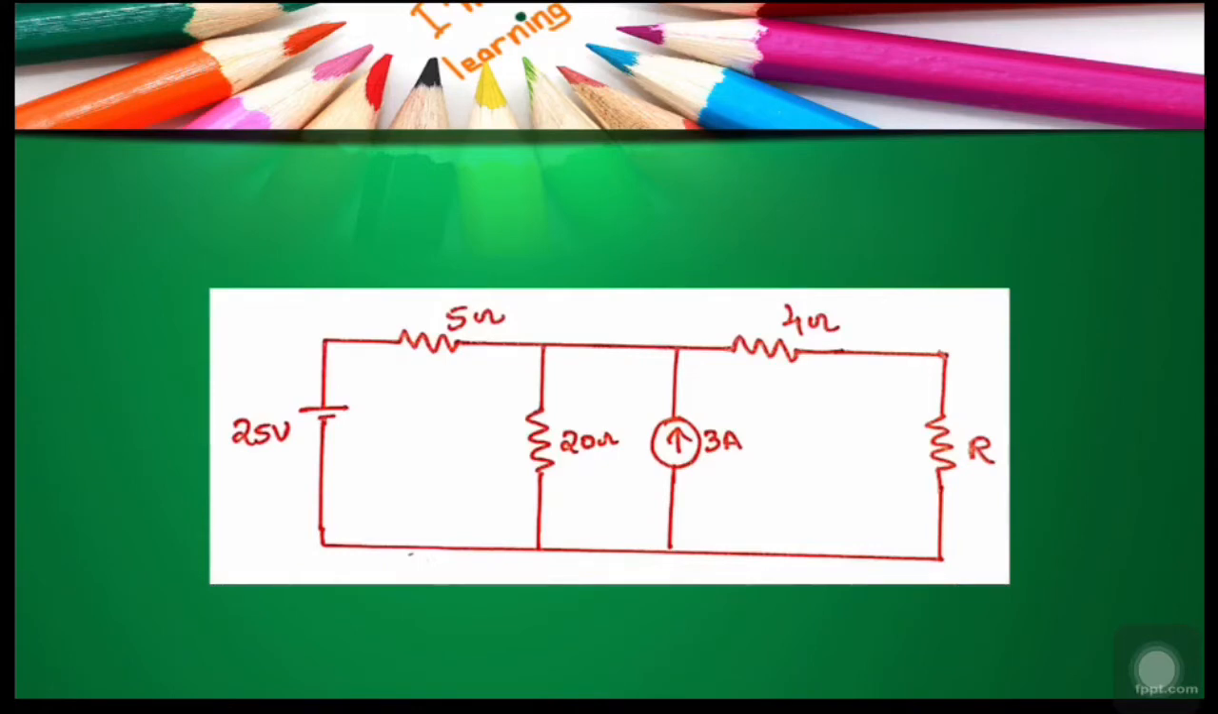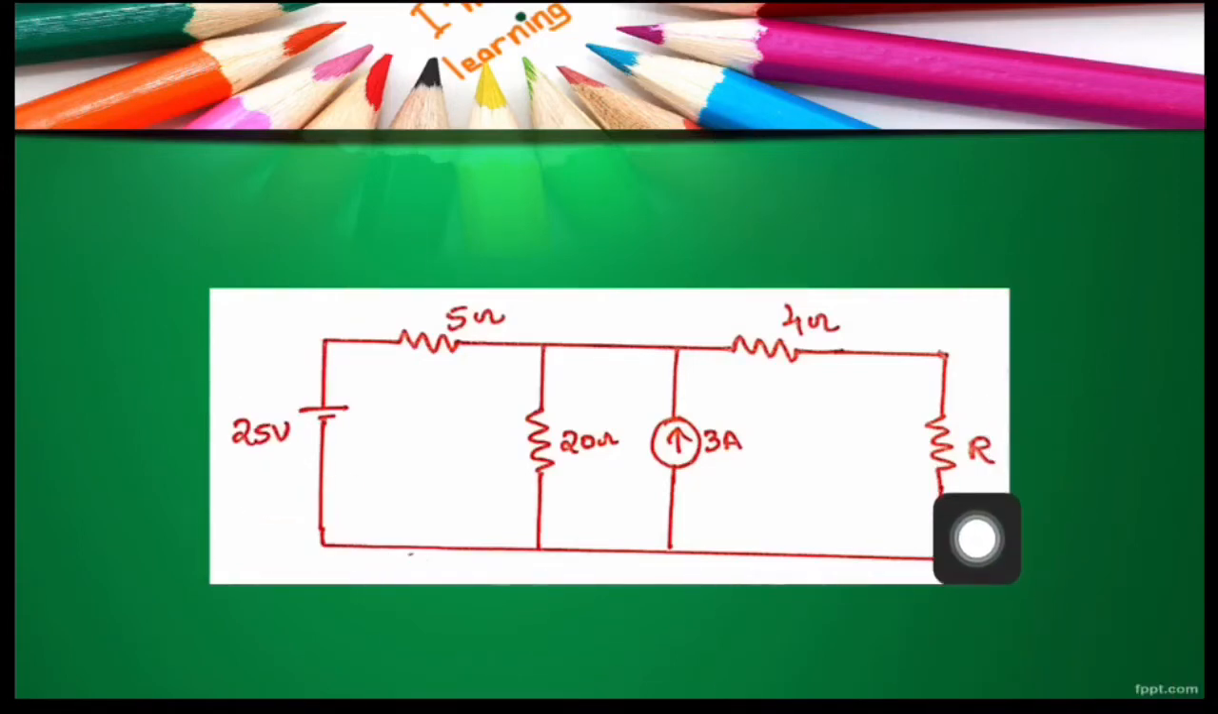Now, let me ask you something. How can we set sources present in the network to 0? Any idea? Alright, we can set an independent voltage source to 0 by replacing it with a short circuit and an independent current source to 0 by replacing it with an open circuit. Got it? Now look at our network.